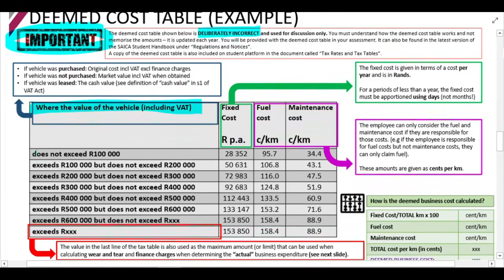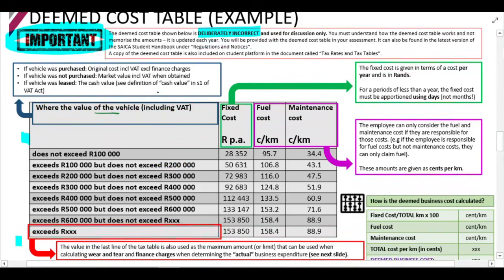Okay, so what this table does is it gives you the values of vehicles, and they say it's including VAT. They give you all of these different brackets. So in my example here, where the vehicle cost doesn't exceed 100,000, where it exceeds 100 but it's not 200,000, etc., etc. They all work like that. It's updated every year.